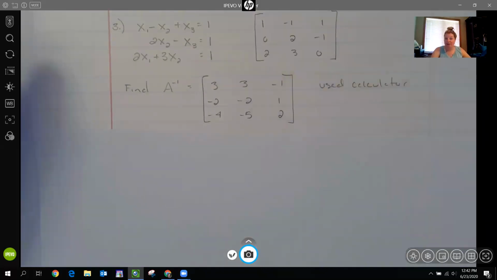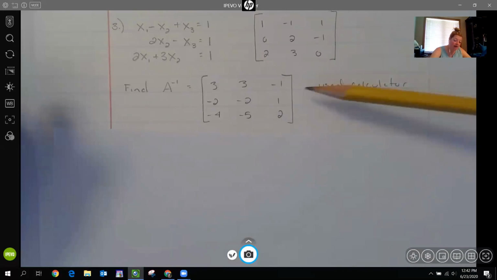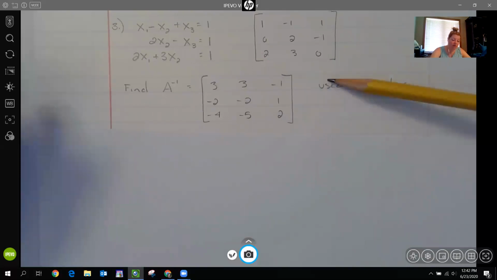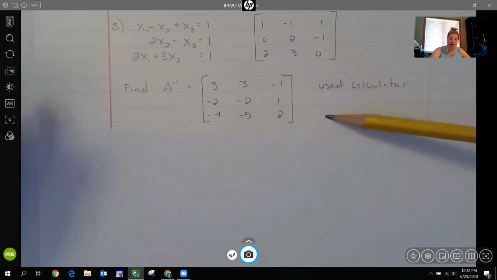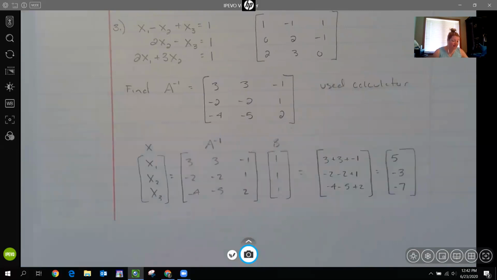Okay, inverse, use calculator. For a 3 by 3, the inverse is going to take us a while. So when we put it in our calculator again, we put this in with the 1, 0, 0, 0, 1, 0, 0, 0, 1, right? That identity matrix over here. You push reduced row echelon form, and you will get your inverse.